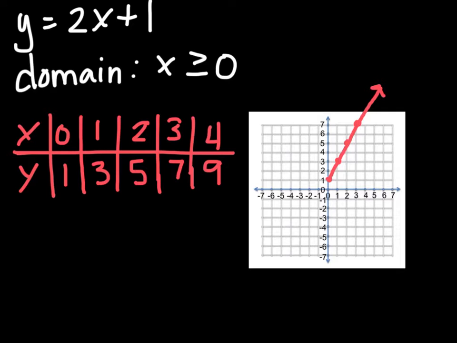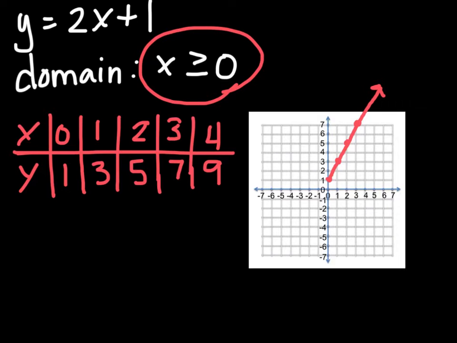Why can I do that? Because our domain includes all values greater than or equal to 0. It doesn't say they have to be integers. So the value of 1.5 is valid. The value of 2.5 would be valid. So we can draw the line and include those points on our visual representation of the equation.